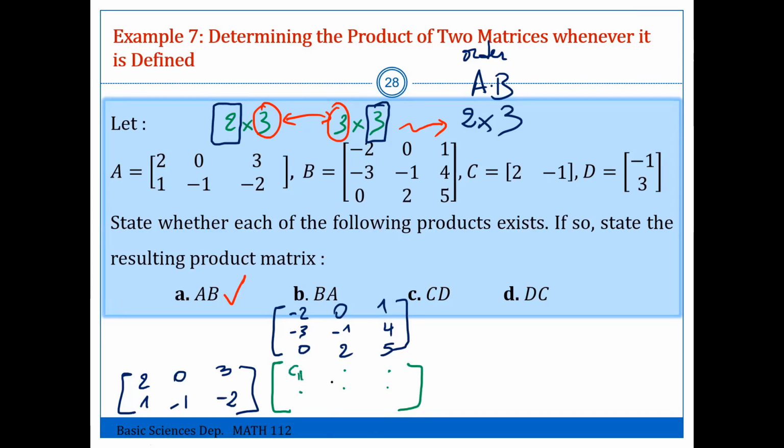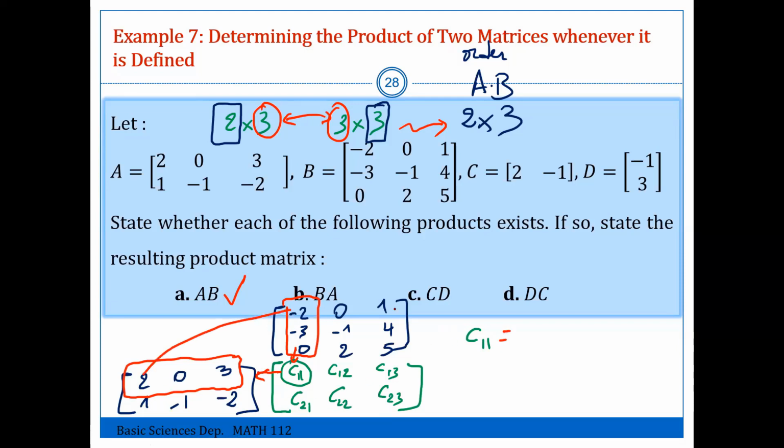What are the elements of this matrix? Let's say this is C11, C12, C13, C21, C22, C23. How to obtain the first element C11? The first element is obtained using the first row of A by the first column of B. How? By multiplying the first element by the first element. 2 times minus 2 plus.